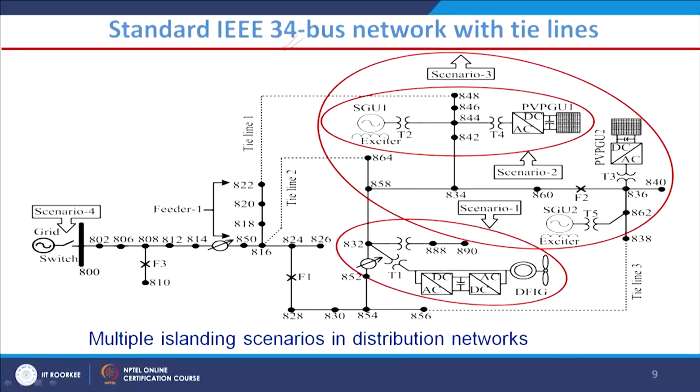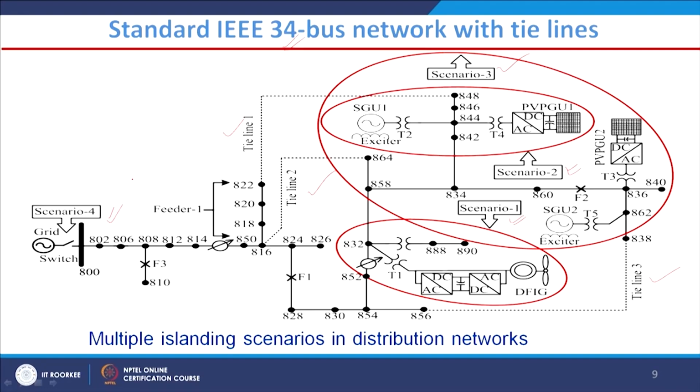Now, we have also tested the performance of the proposed technique for different tie line connections. For that purpose, we have taken the IEEE 34 bus system, and here you can see different tie lines: tie line 1, this is tie line 2, this is line 1, this is tie line 3. By connecting and disconnecting these tie lines, we have created 4 scenarios: this is scenario 1, and this is our scenario 2, this is scenario 3, and also here we have scenario 4.